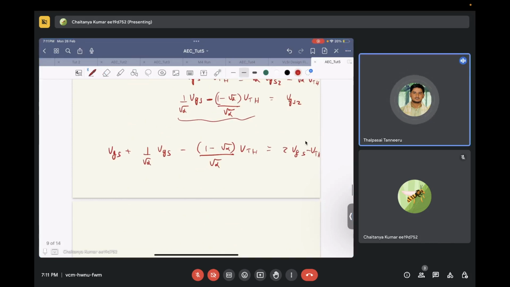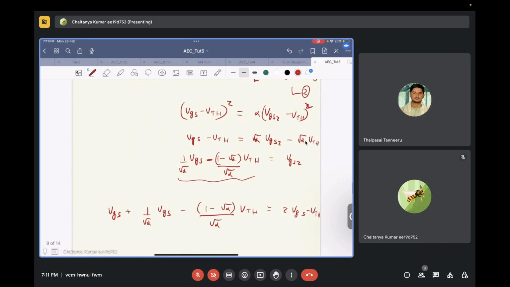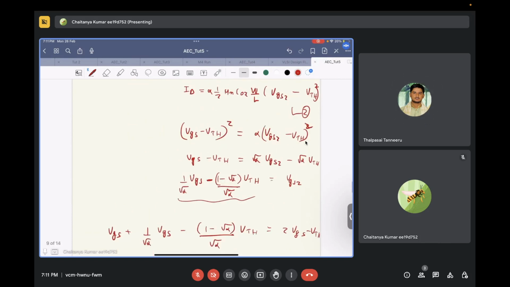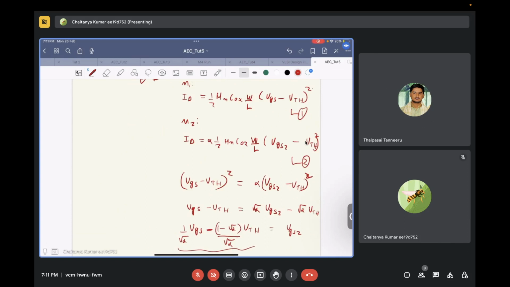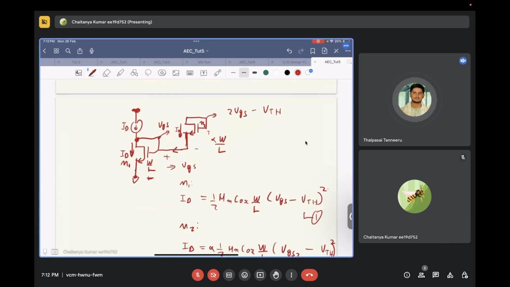So it should be VGS1 minus VTH, square root of alpha VGS minus 1 by square root of alpha minus 1 times VTH is equal to VGS minus VTH. Wait a minute, just a minute.